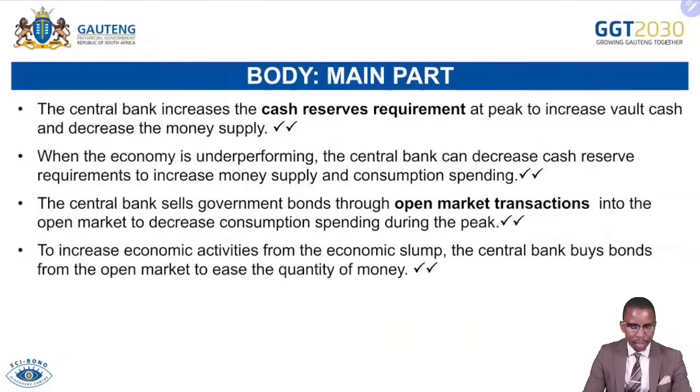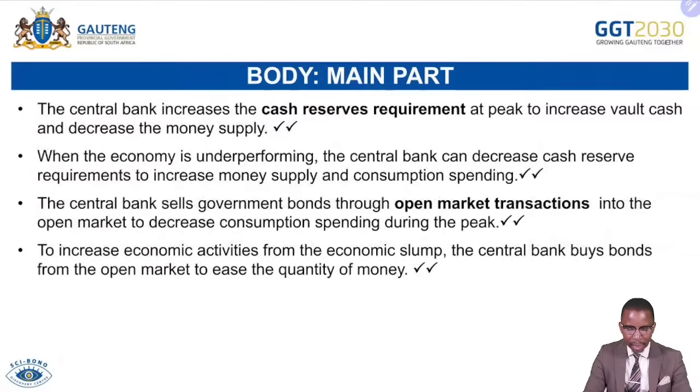We continue. The central bank increases the cash reserve requirement at peak to increase the vault cash and decrease the money supply. When the economy is underperforming, which can be downswing, the central bank can decrease the cash reserve requirements to increase money supply and consumption spending.